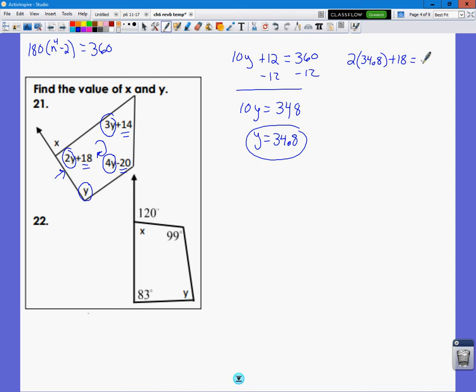I found out that this angle was 87.6. And I subtracted that from 180, since that angle and x makes a linear pair. So x is equal to 92.4.